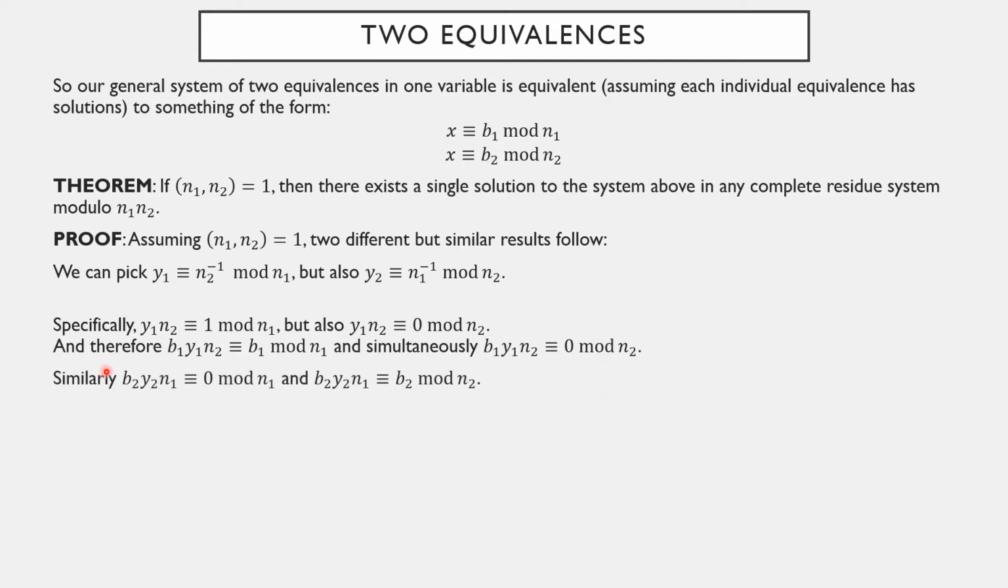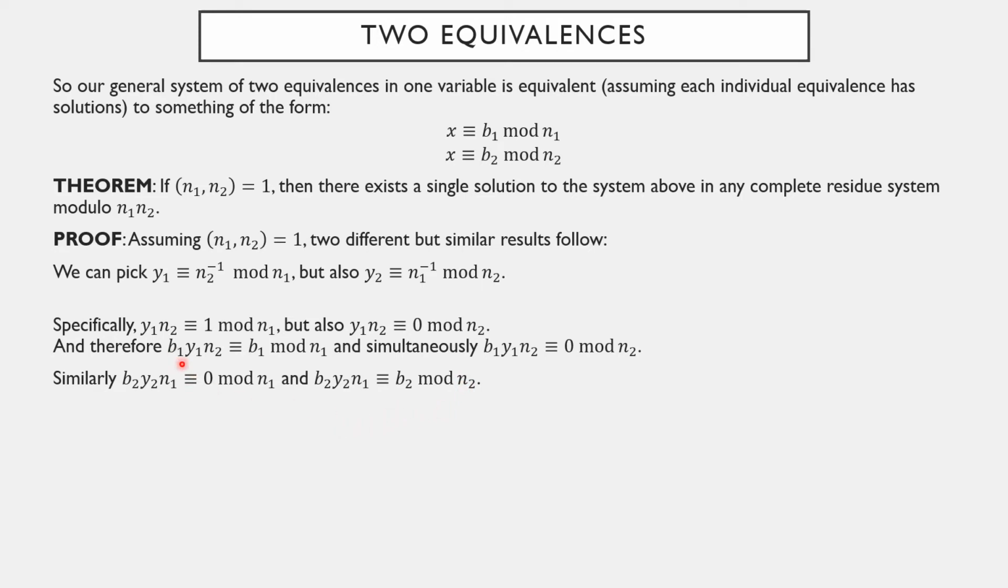Similarly, if I just start playing around with indices, instead of doing y1 times n2, I do y2 times n1. This is a multiple of n1, it's equivalent to 0 mod n1, and I can multiply by b2 and still have that. Since y2 is n1 inverse mod n2, y2 n1 is equivalent to 1 mod n2, and if I multiply that by b sub 2, we get b2 y2 n1, equivalent to b2 mod n2. It's the same work as before, I'm just playing around with my indices and getting it looking slightly different.